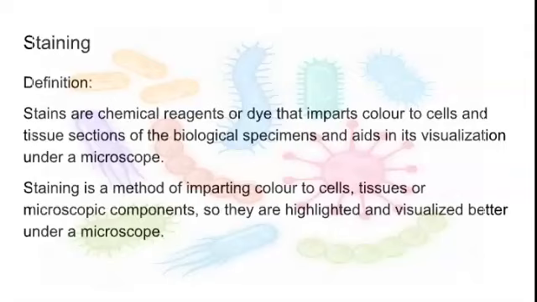So what is staining? Staining is the process of imparting color to the cells, tissues or microscopic components, so they are highlighted and visualized better under the microscope. The procedure or process of imparting color to microorganisms is called staining.